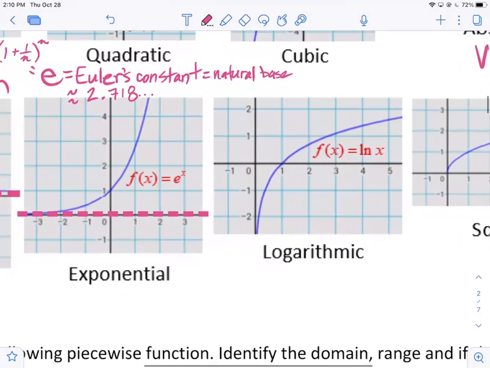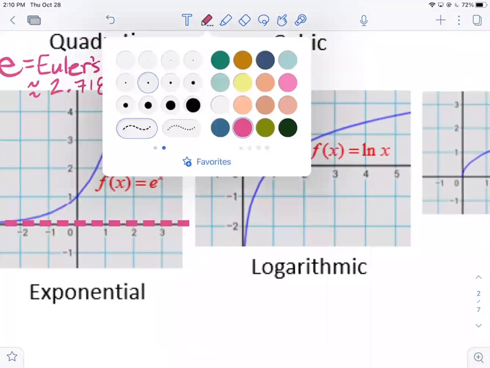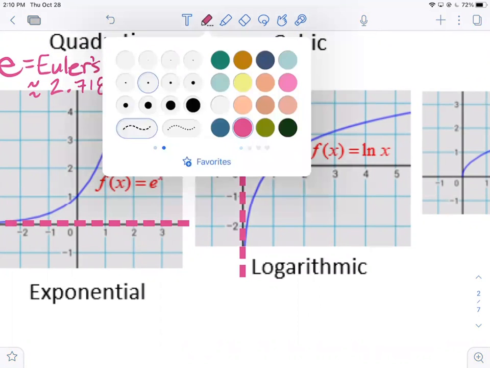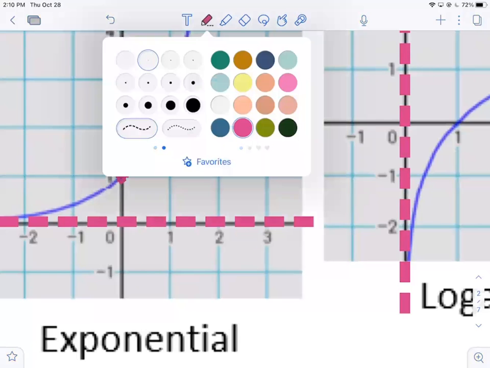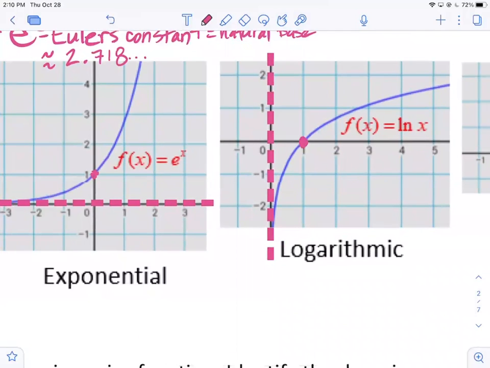So get this: because the exponential function e to the x has a horizontal asymptote on the x-axis, its inverse, which we call the natural log of x, I'll talk about that more in a second, has a vertical asymptote on the y-axis. And watch this: because e to the x has a y-intercept at (0, 1), the natural log function has an x-intercept at (1, 0). See that? So we'll study inverses again later.